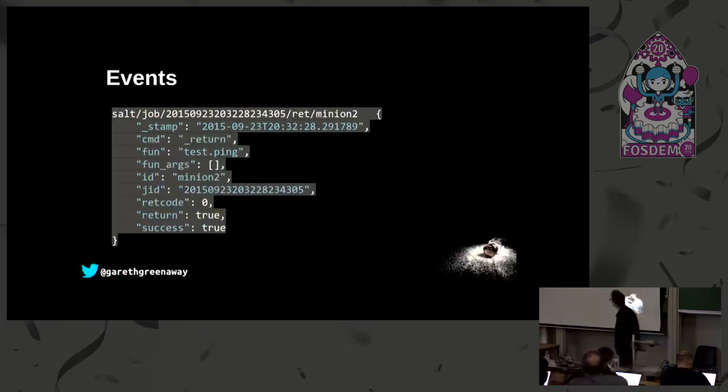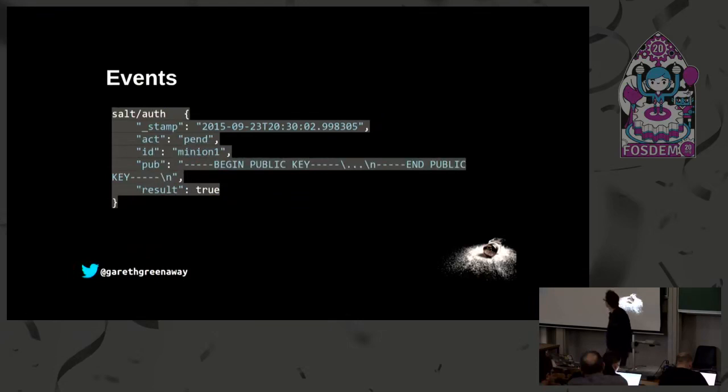So here's another event. In this case, this is the return event. This is the event that returned from minion2. We can see that the command that was run was test.ping, and the return value was True. Very simple. And if we notice, this also has the JIDs, which should be the same. And there's our minion2, which is the minion that we targeted.